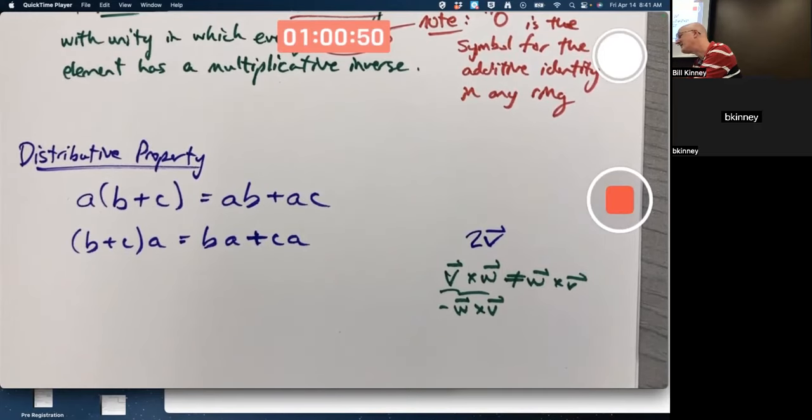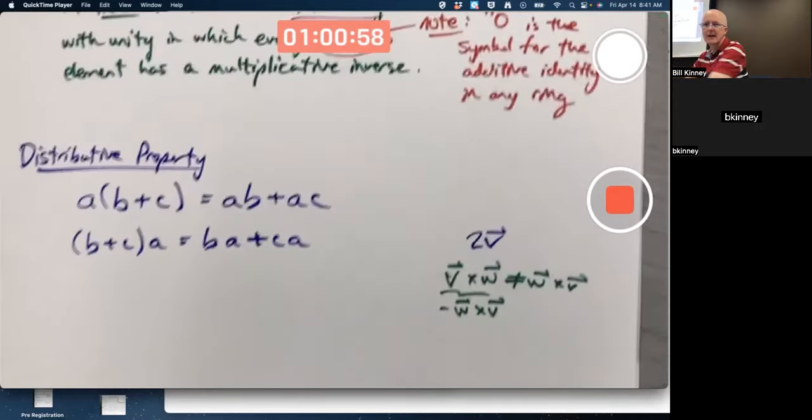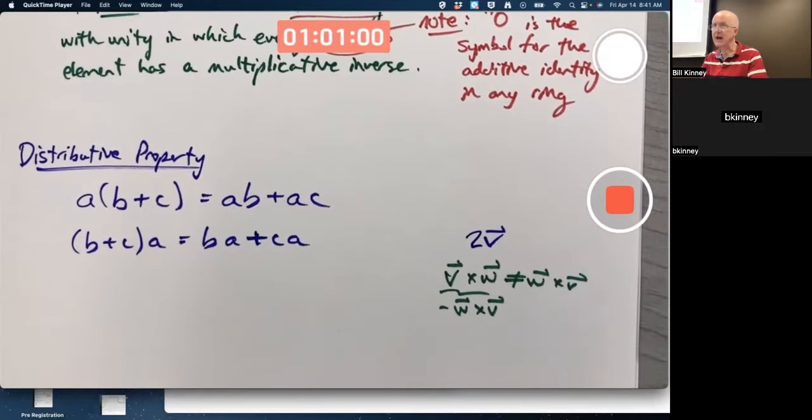I think associativity fails, maybe. I'll have to think about it. I'll come back. Because we should spend our last little bit of time on a couple more important examples.